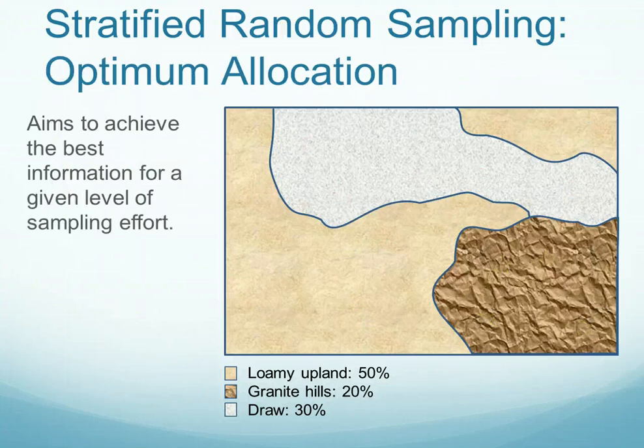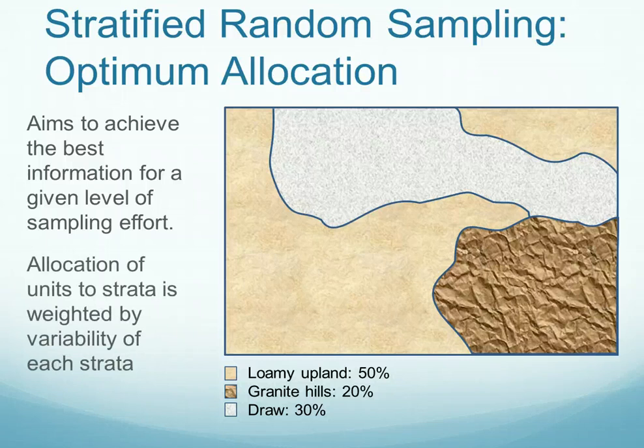Optimum allocation is an alternative approach that aims to give the best information for a given level of sampling effort. The allocation of units to the strata is weighted by variability of each strata. So we have to have some information about the variability of each strata.